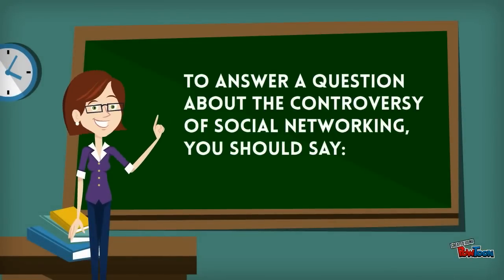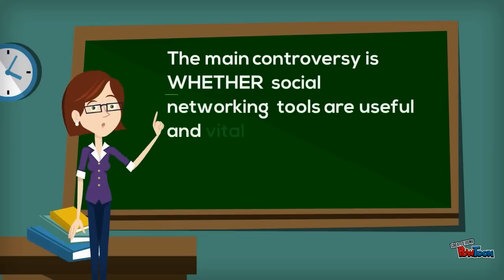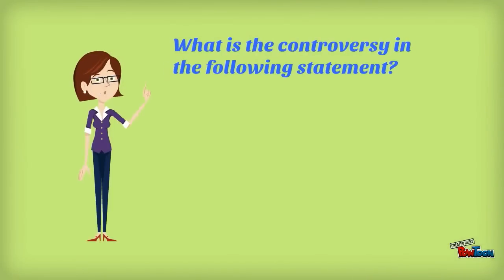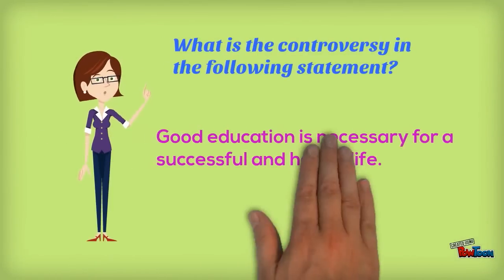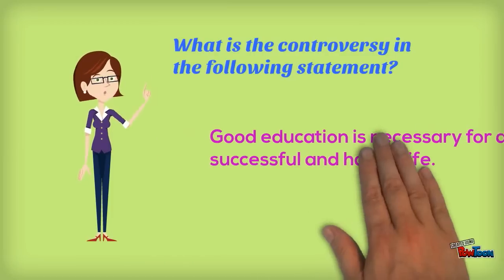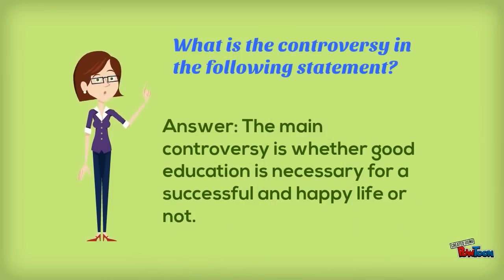To answer a question on the main controversy of social networking, the answer would be: the main controversy is whether social networking tools are useful and vital tools for communication in the 21st century world or not. Let's answer this question. Good education is necessary for a successful and happy life. Okay? So here the answer for this question would be whether good education is necessary for a successful and happy life or not.